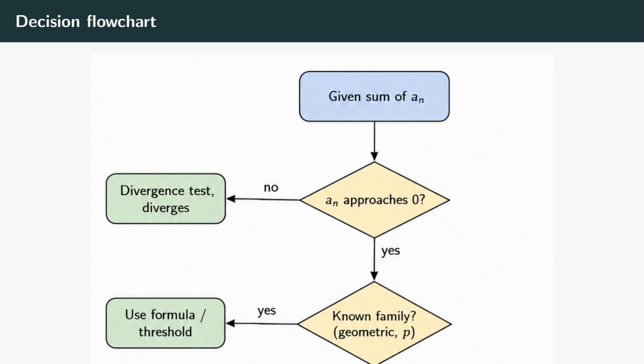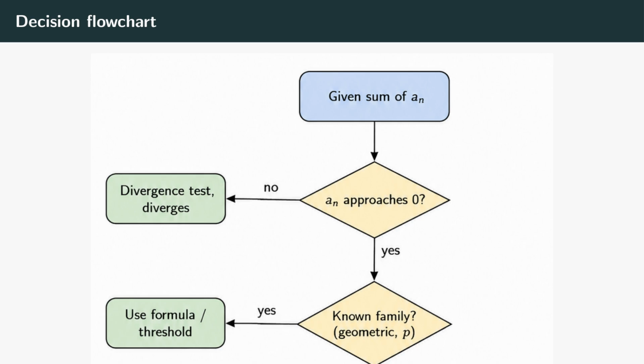Decision 4. Does the expression contain factorials, exponentials, or products of powers of n? If yes, reach for the ratio test. It's almost always the right tool. If the ratio test produces L equals 1, fall back to the root test or comparison. If no factorials or exponentials, proceed.